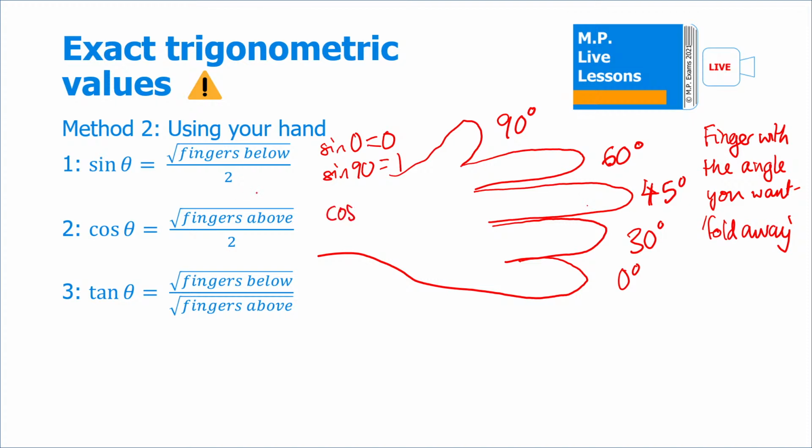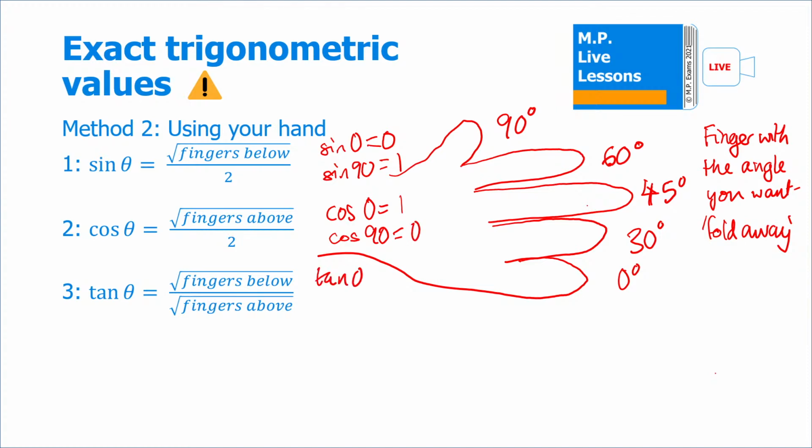Cos 0 would be the fingers above, so we put away the bottom finger or the pinky, count the number of fingers above, which is 4, so the square root of 4 is 2, and that gets divided by 2, so cos 0 is 1. Cos 90 is, you remove the top finger, fingers above, none, so that's 0.